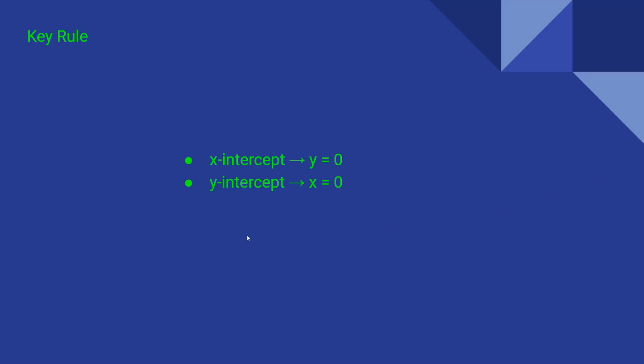The key rule is that x-intercept means that y equals 0 and y-intercept means that x equals 0.